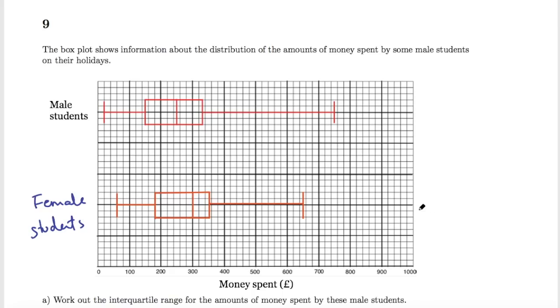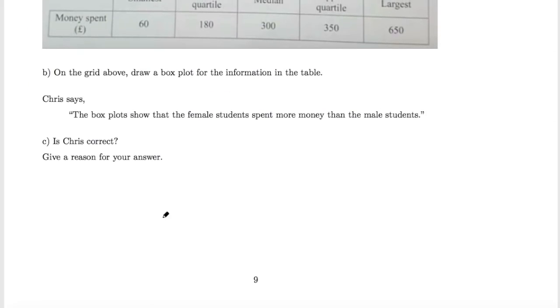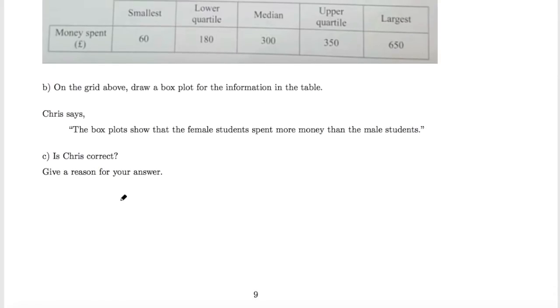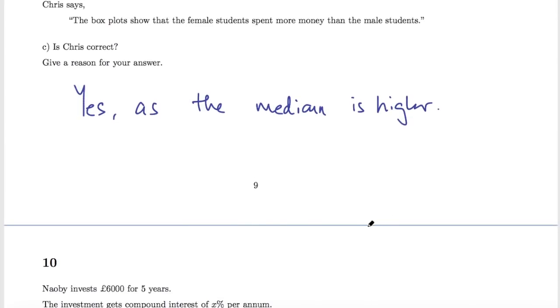We say the median for the females is higher, so therefore, yes, they did spend more. But really, they want you to compare the medians there. So we can say yes, as the median is higher, as the median for the female students is higher. And that's what we really need to say for part C.